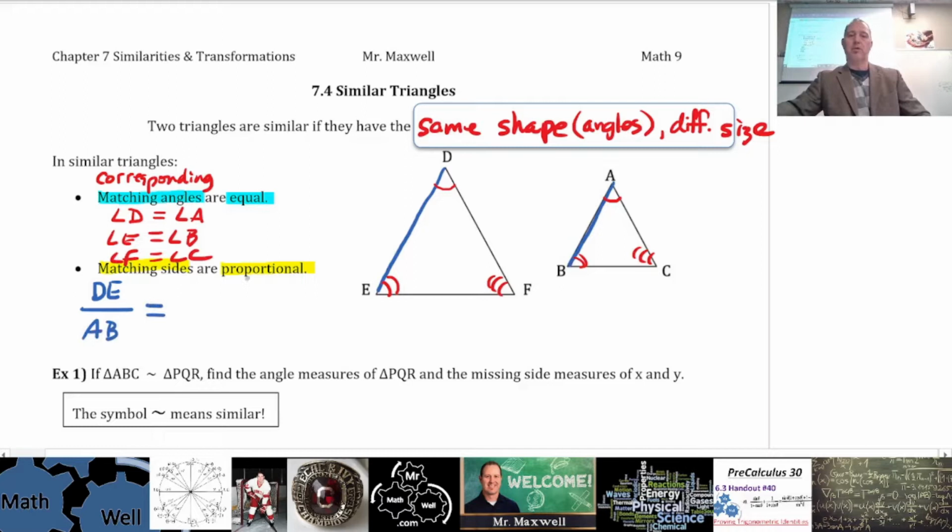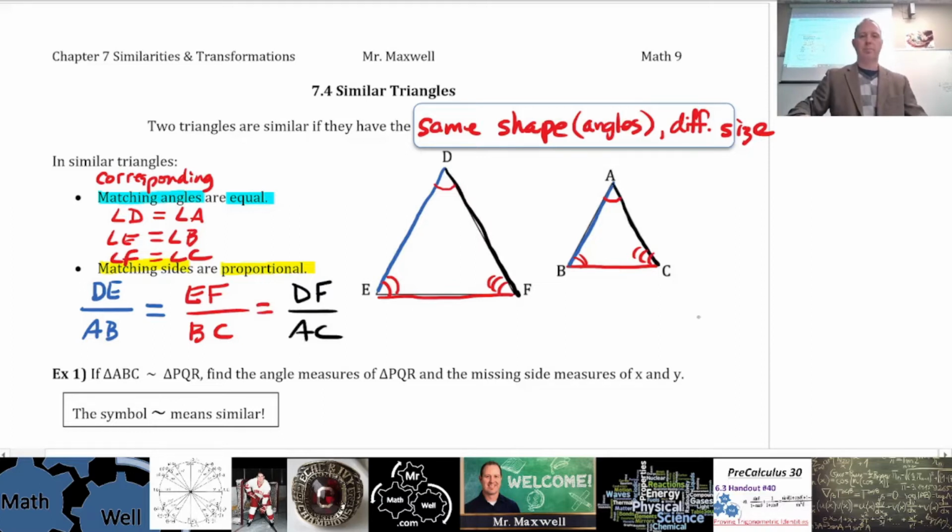So that ratio has to be the exact same. That's what proportional means, the ratio of the sides. The sides aren't the same, but the ratio is going to be the same as other ratios for other corresponding sides. So let's go EF, and that corresponds with BC. So those ratios must be the same. And finally, we're going to go DF and AC. So the ratio of the sides need to be the same.